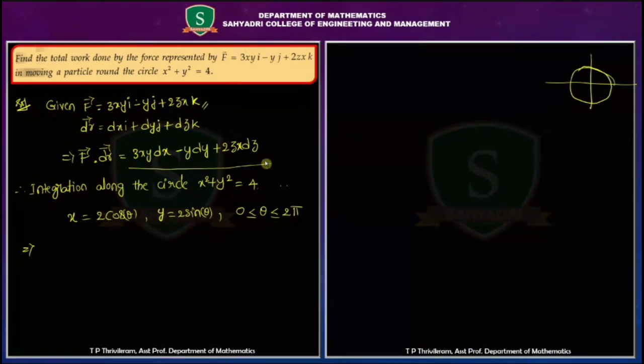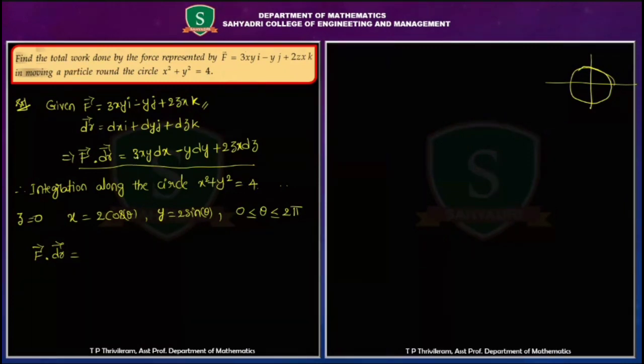But here one more doubt we got. What about the z value in this equation? We don't have z here. So if you want to satisfy this condition, I have to take z is equal to 0. So take all these three values in this f dot dr, substitute in it, and get the f dot dr value in terms of theta.